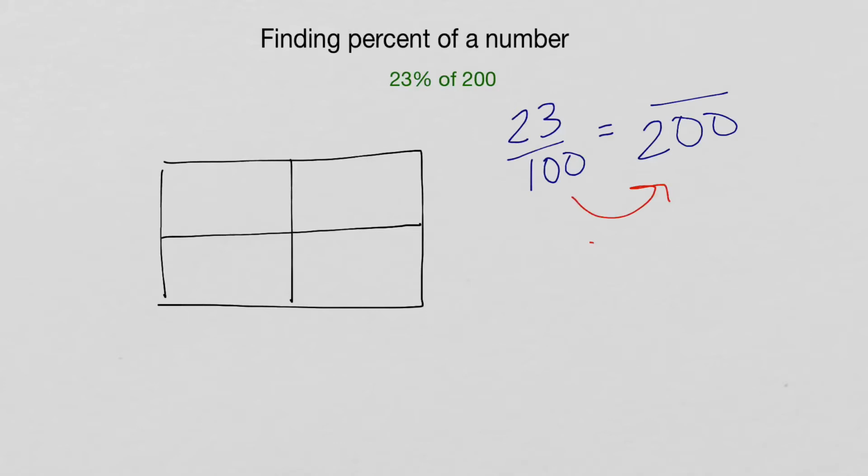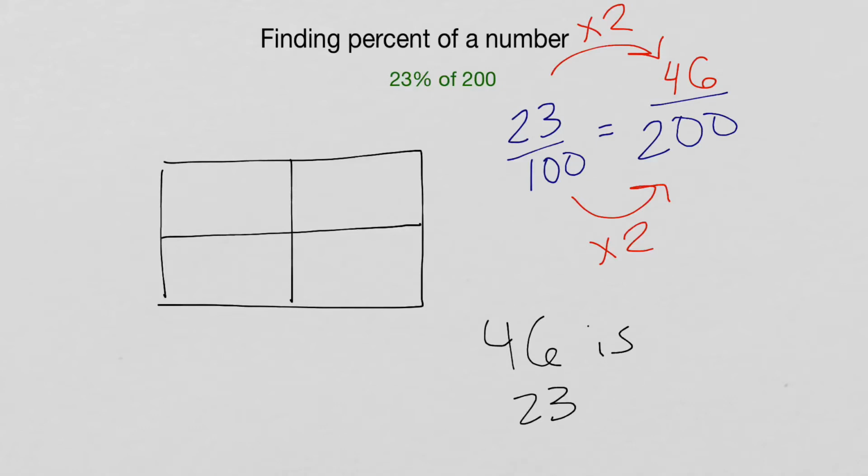So 100 times 2 equals 200. 23 times 2 is 46. So 46 is 23% of 200.